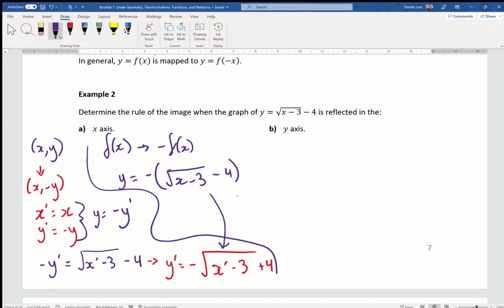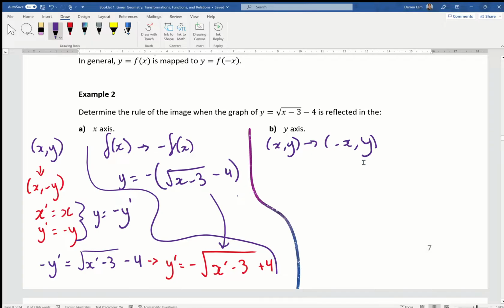Okay, let's try our y-axis. So with our y-axis, similar process, except of course we're starting off with x, y maps into negative x, y. Can you read that up the back? I think my handwriting is getting progressively worse. Okay. So, reflects to that.